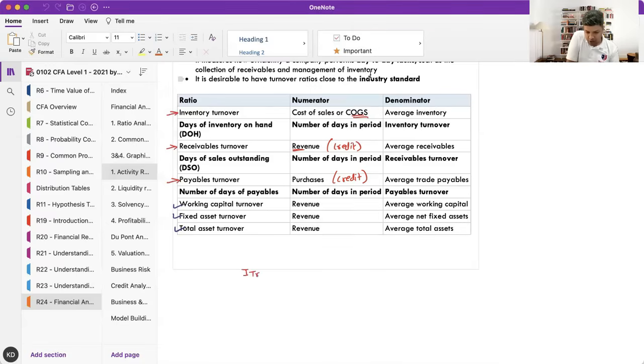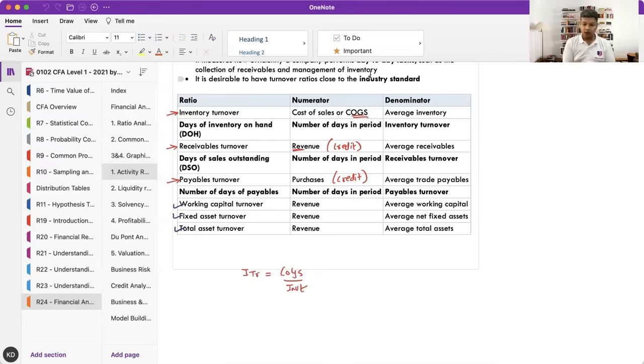Inventory turnover ratio. What is the inventory turnover ratio now? Instead of revenue, I will say cost of goods sold over average inventory. Average is opening plus closing, beginning plus ending, divided by 2. As of now, ignore beginning or ending, just focus on the ending. So I will just write inventory.